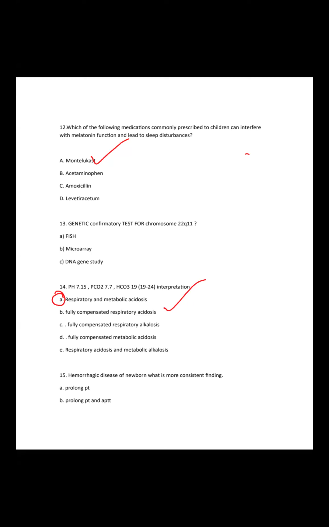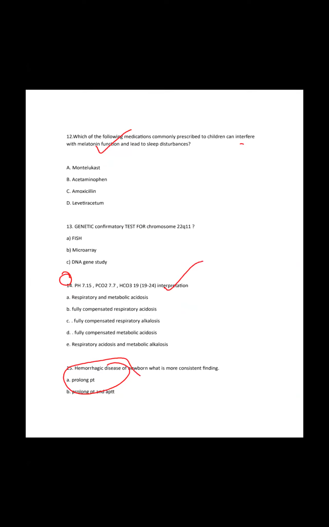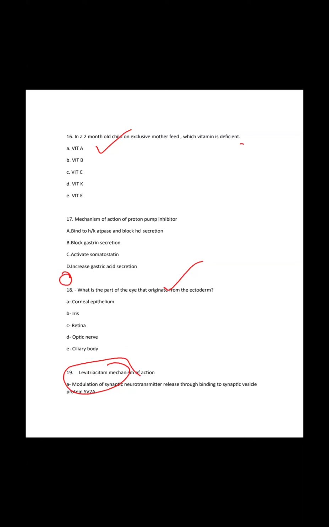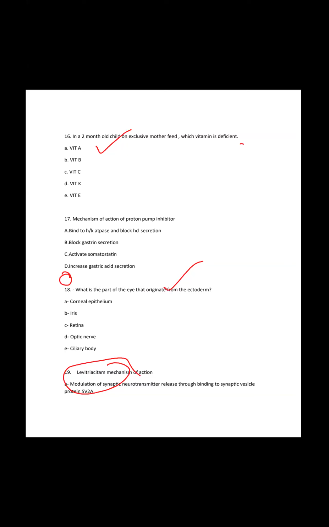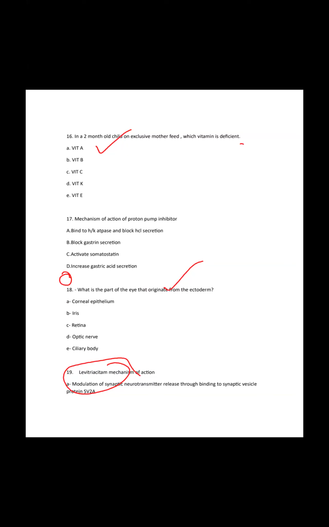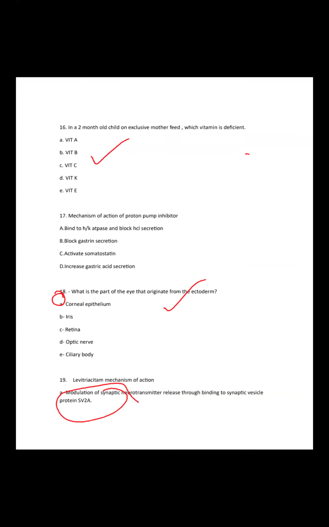Okay, hemorrhagic disease prolongs both PT and APTT. A 2-month-old child, on exclusive breastfeeding, deficiency would be vitamin D. They did not mention it here. A 2-month-old on exclusive mother feed, which vitamin is deficient? A, B, C, K, E. I think vitamin D, and if not vitamin D, then vitamin K, because that's why we give it extra. Mother's milk does not contain enough vitamin K.